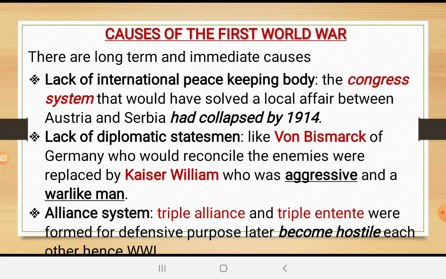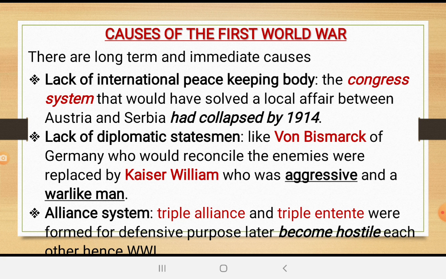So, lack of diplomatic statesmen. Statesmen are strong people during that time who would solve problems. As you know, von Bismarck is one of the statesmen. Remember during the struggle and partition of Africa, this man called all European countries to meet in Berlin and find a solution to the problem of colonization in a peaceful way, all through negotiation.